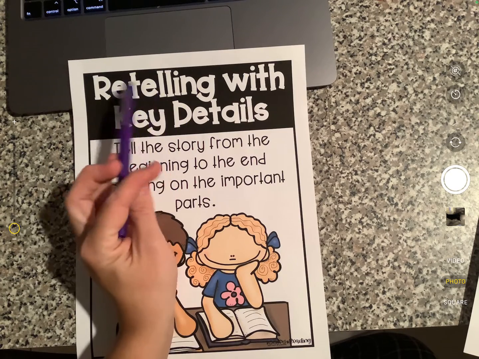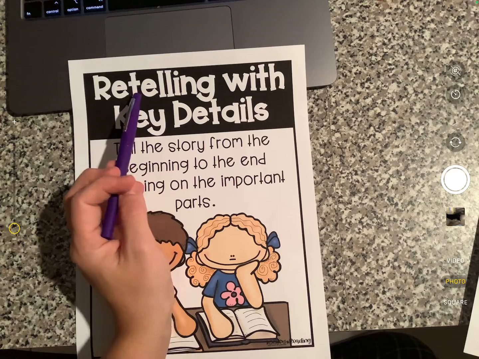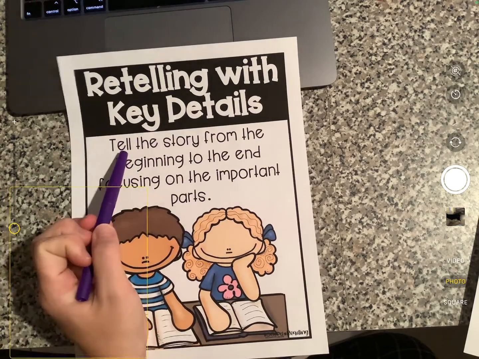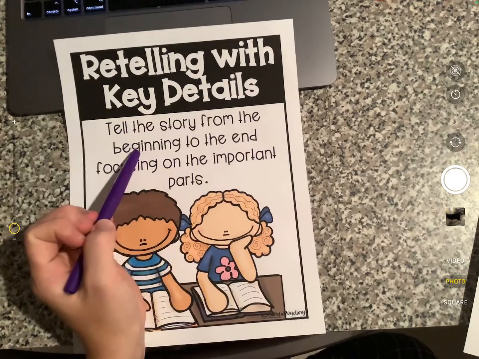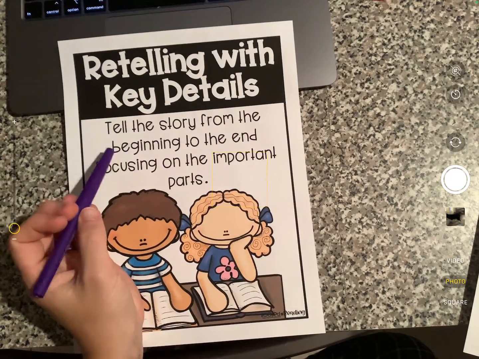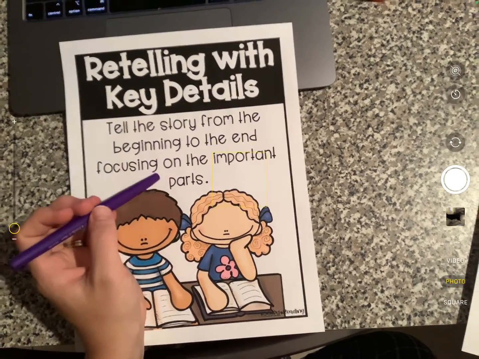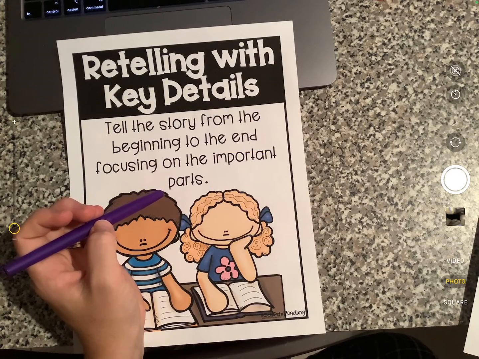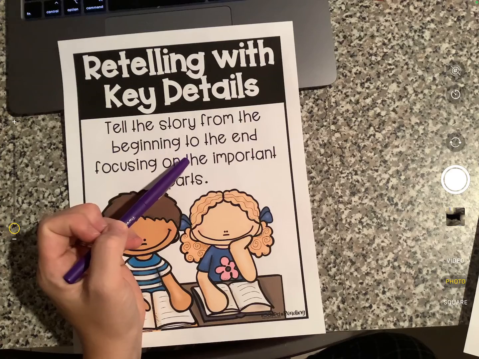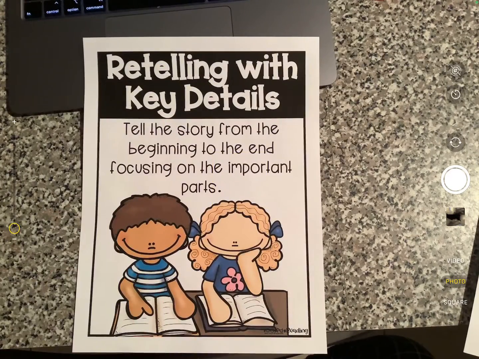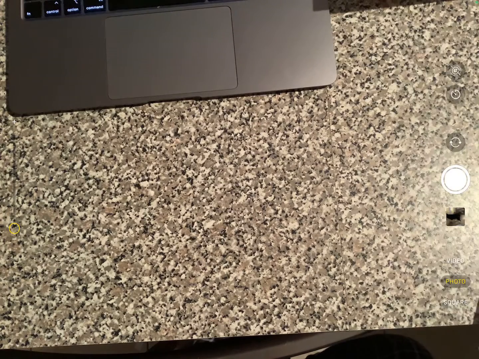You have done this in kindergarten before, so this is not new to you. What this says, it says tell the story from the beginning to the end, focusing on the most important parts. That's key details, the most important parts. Okay? So we're going to retell the story today. We're going to retell with the key details.